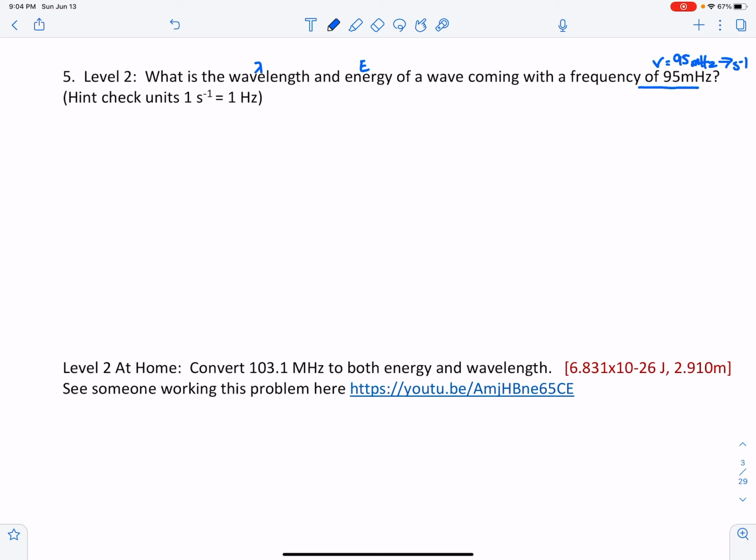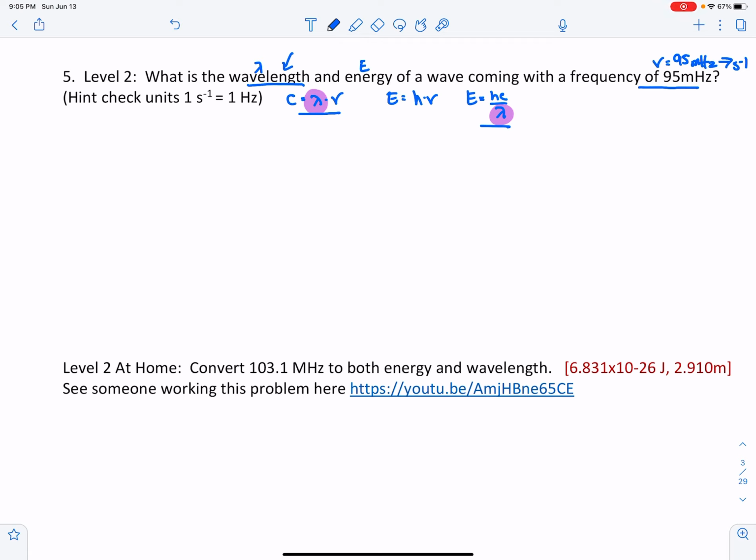Now there's three equations that I could choose from for this one. C equals lambda times nu. There's energy equals H times nu, and then there's energy equals HC over lambda. Now the first question wants me to find wavelength. So I need to have a wavelength in the equation. So either this equation has wavelength, or this equation has wavelength. So it's going to be one of those two equations I'm going to need for this part of this problem.